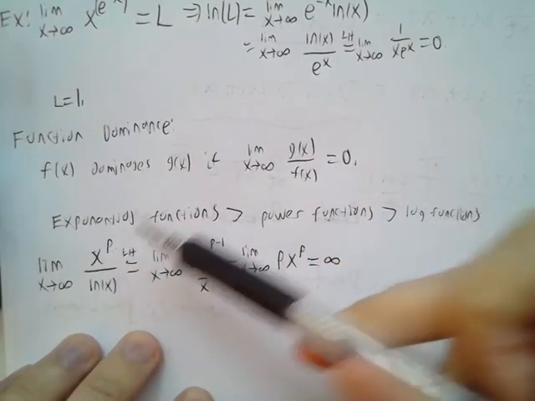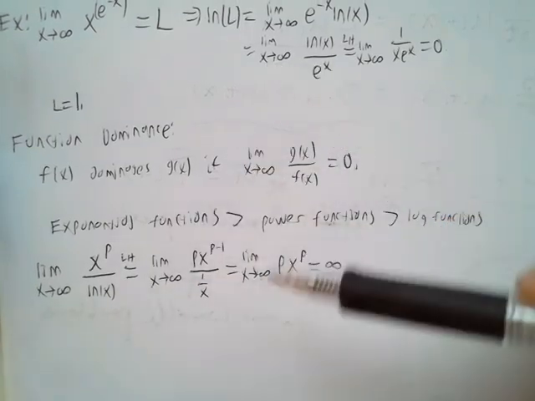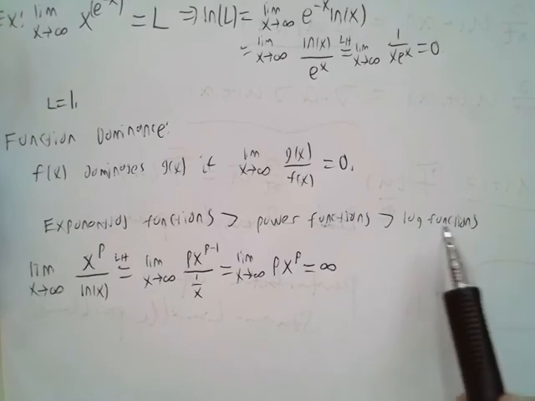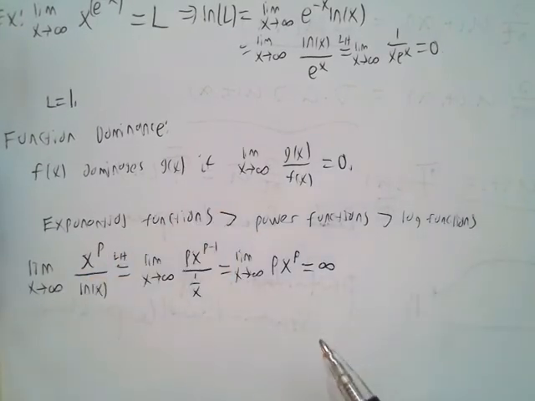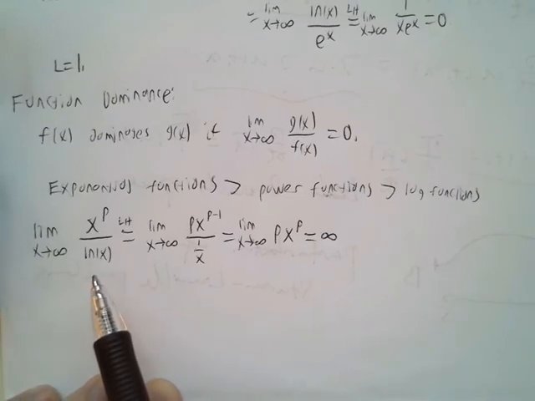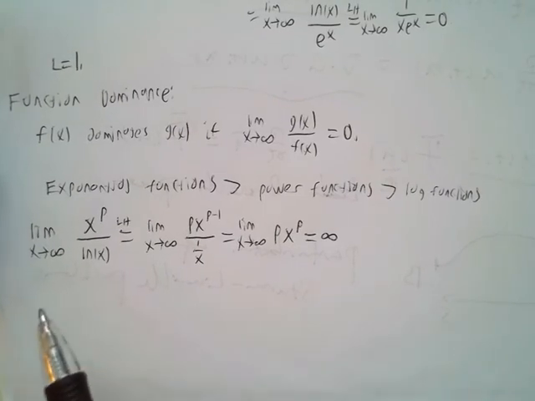And so this is a good rule of thumb. If you have some more complicated combination of these things, then you can use L'Hopital's rule to see which one is growing faster. And that can be useful since it should give you an intuitive idea of what the value of a limit is.